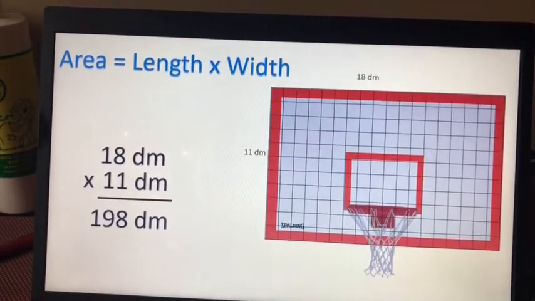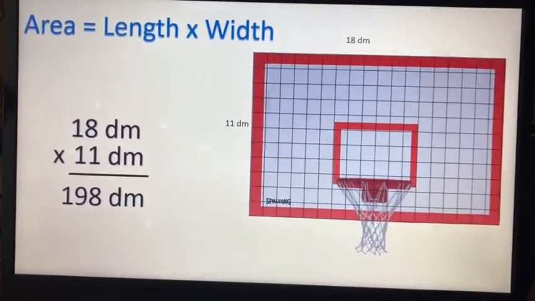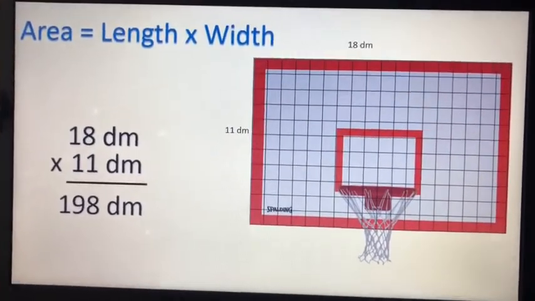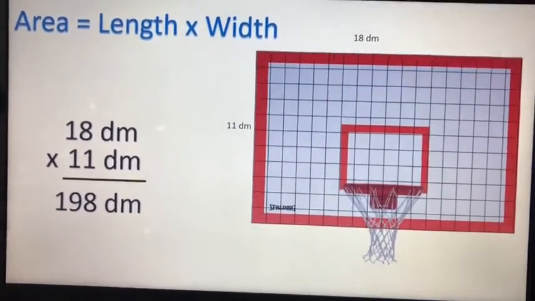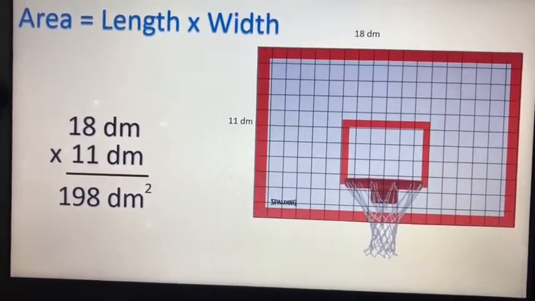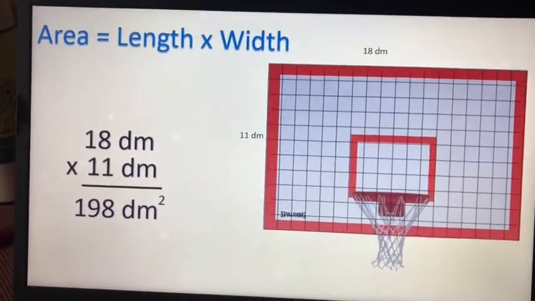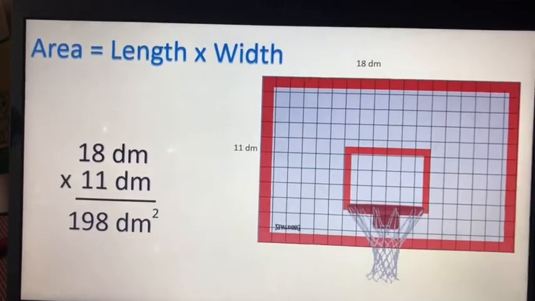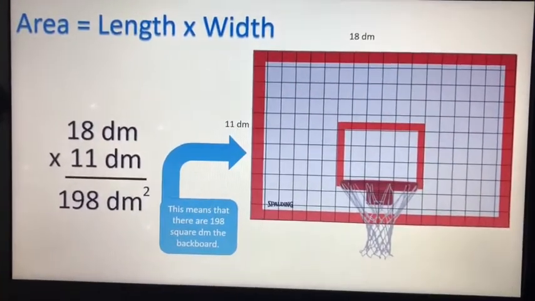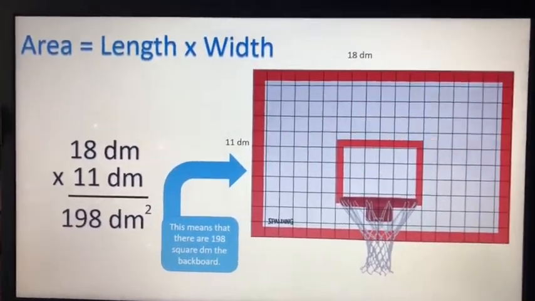Okay. Now it says 198 decimeters there. However, it's not 198 decimeters anymore. It is 198 square decimeters. So how do we show that it's not a linear decimeter anymore, that it's a square decimeter? Well, we put this little number 2 here. And that changes that decimeter to read as a squared decimeter. So we read it as 198 decimeters squared. Okay. So that means that there are 198 square decimeters on our backboard.